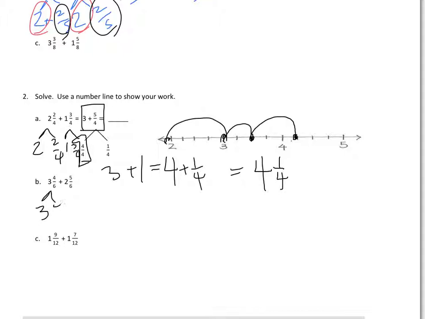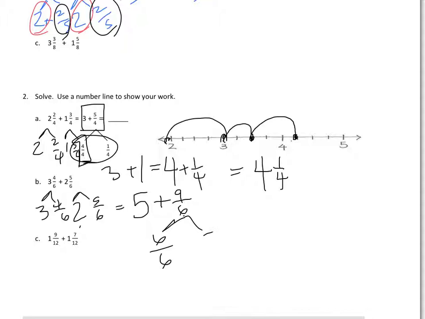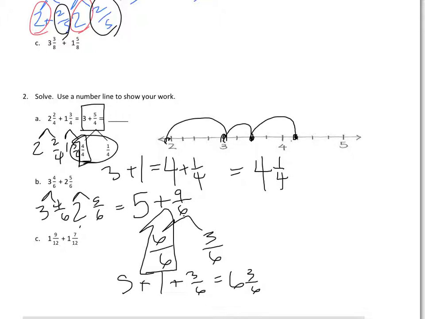So here 3 and 4/6, 2 and 5/6 combining. My two whole numbers combine to make 5, plus my fractional part will be 9/6. I'm going to do the same thing I see up here. I'm going to break it into what makes one whole. So in this case, the 6 tells me 6/6, and then I'm left with 3/6. So I know the 6/6 becomes one whole, so I should get 5 plus 1 plus 3/6 for a total of 6 and 3/6.